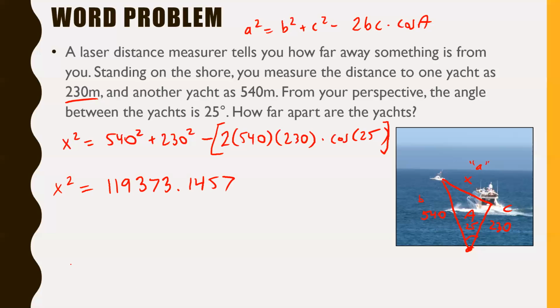So square root both sides here, so square root this and square root this. You're going to find x, the distance between the two yachts, and we'll just do the nearest tenth, is 345.5, and we'll match the units, it'll be meters.